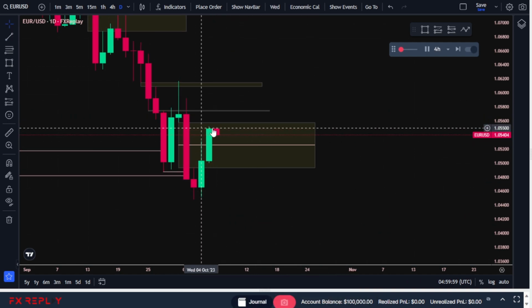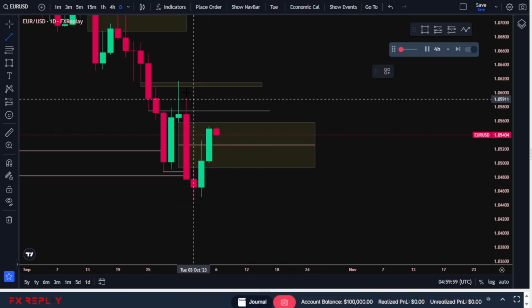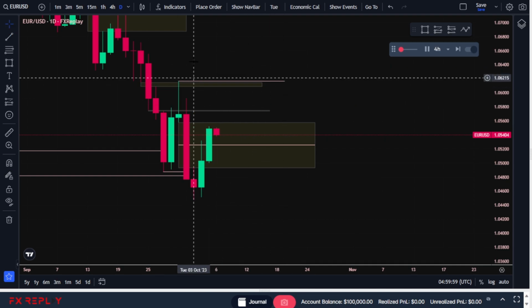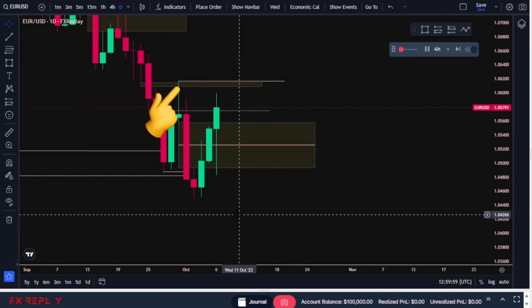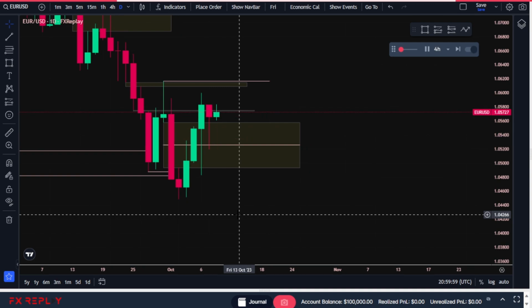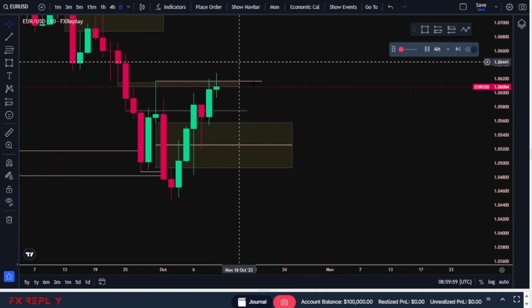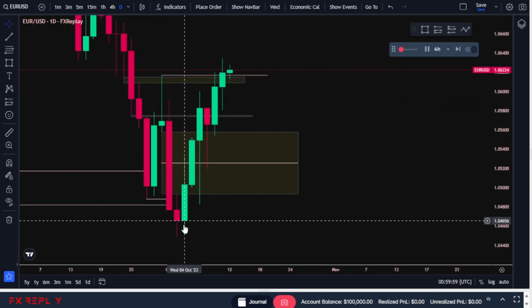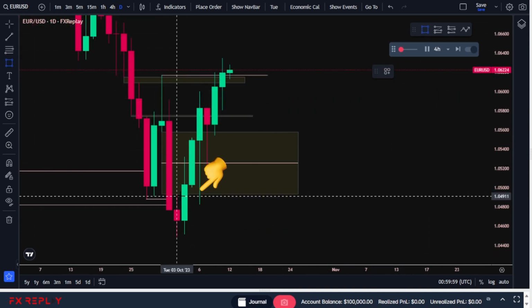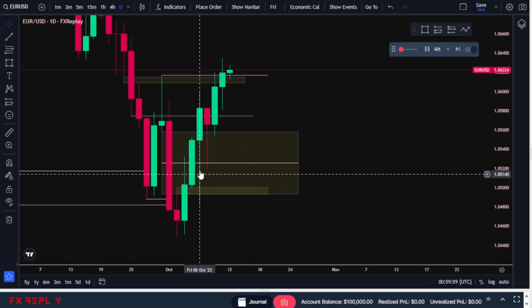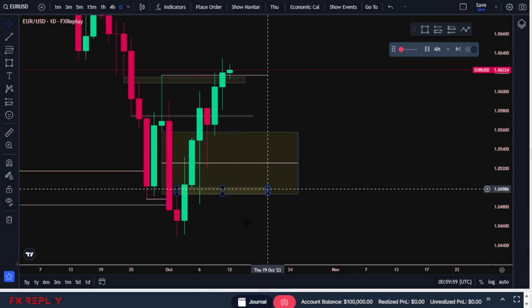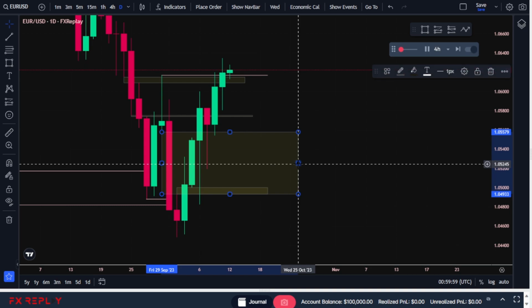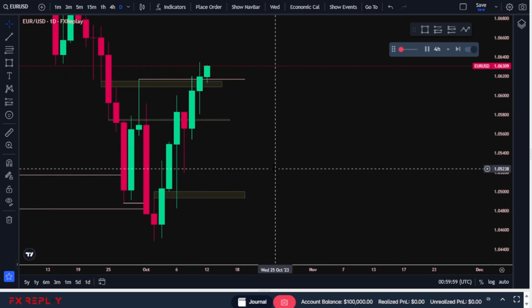Now, as we disrespected the fair value gap, our next target will be external range liquidity, which is going to be this high. After taking this external range liquidity, we will look for internal range liquidity. We have this small fair value gap, which is already tapped once. We don't have any other internal range liquidity in this leg. So let's see what happens next.